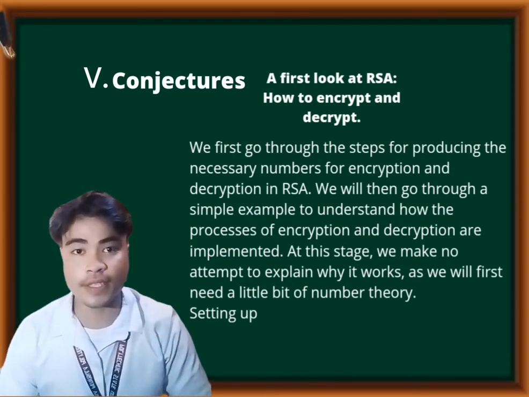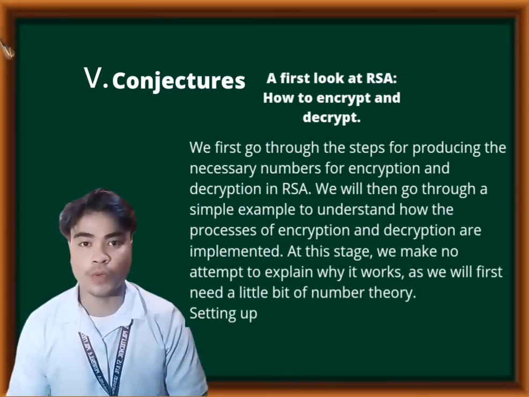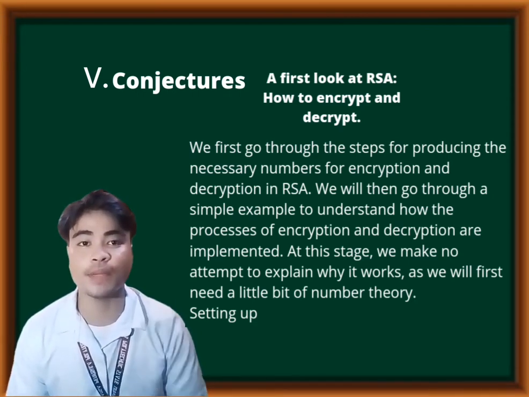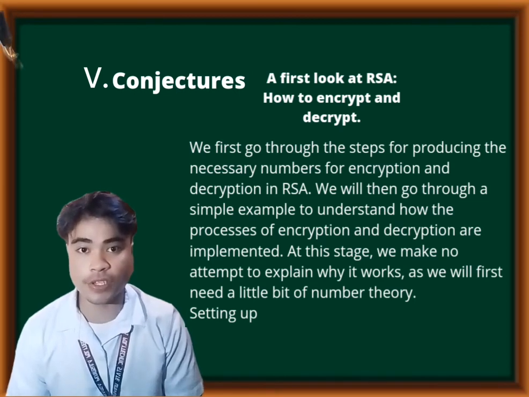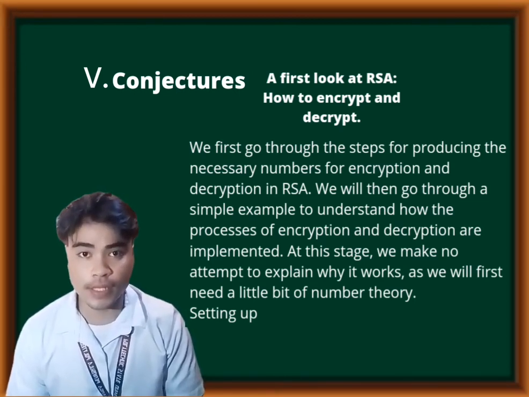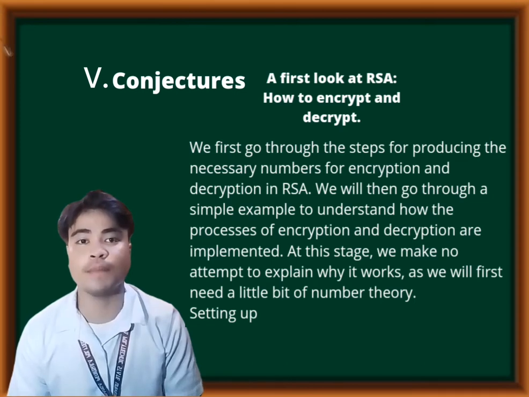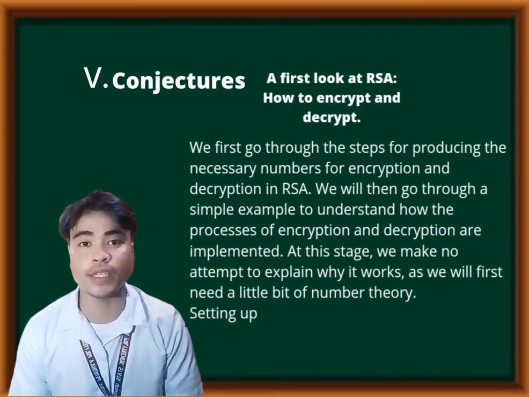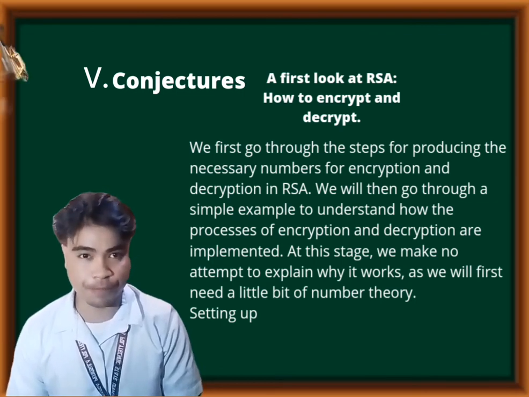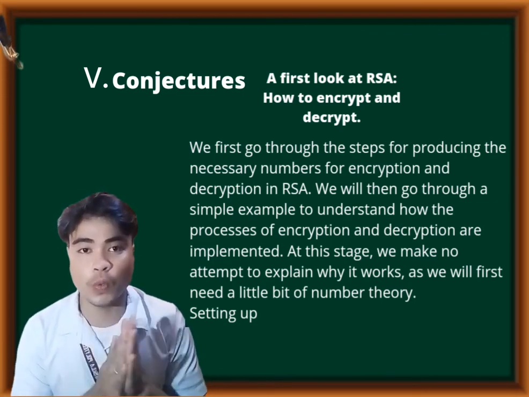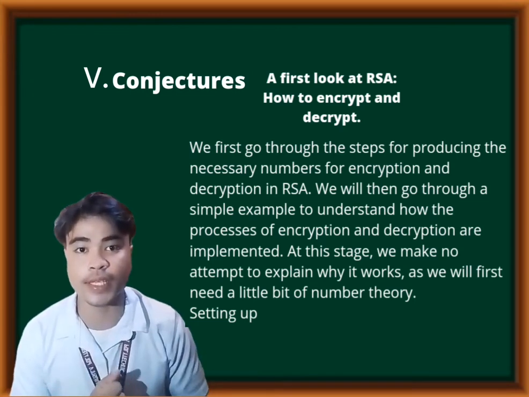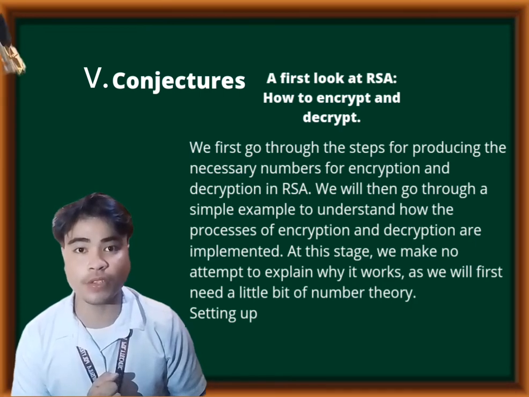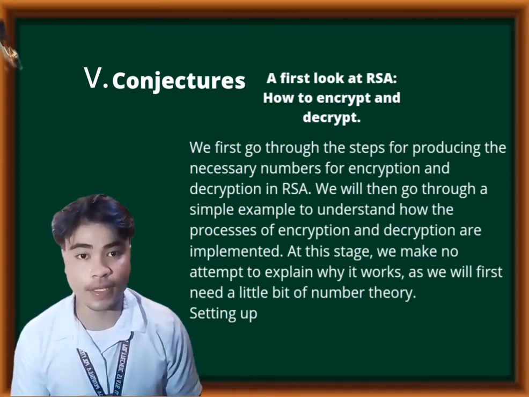A first look at RSA: how to encrypt and decrypt. We first go through the steps of producing the necessary numbers for encryption and decryption in RSA. We will then go through a simple example to understand how the processes of encryption and decryption are implemented. At this stage, we make no attempt to explain why it works. We will first need a little bit of number theory setting.